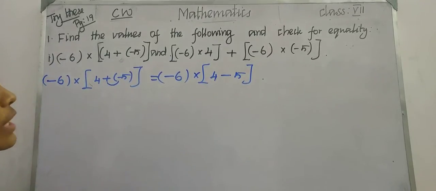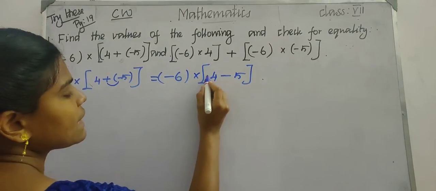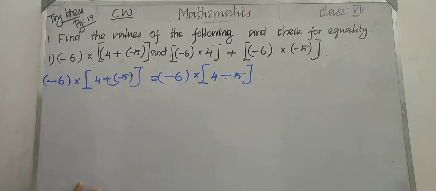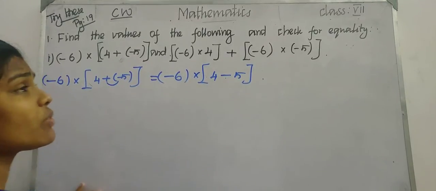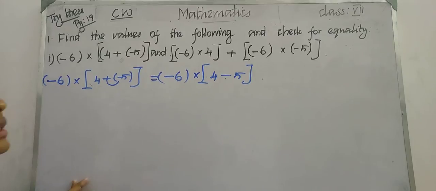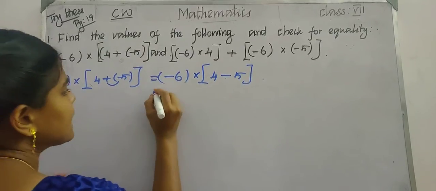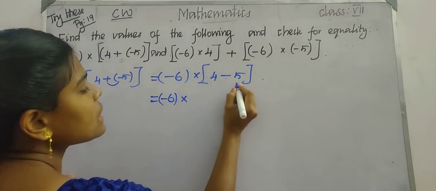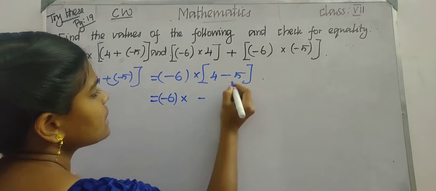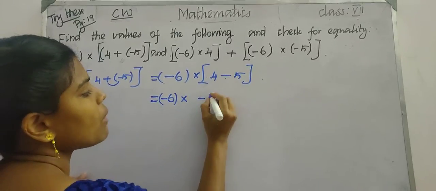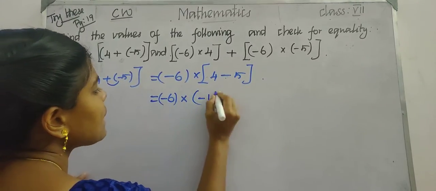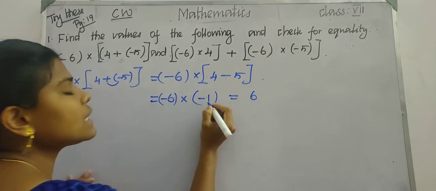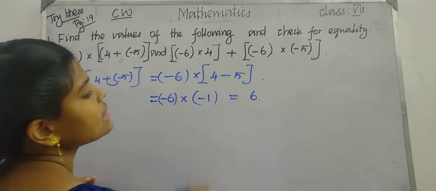In 4 minus 5, we are having different signs, right? Here we are having plus and here we are having minus. So what we need to do? We need to subtract and put the greater number sign. Okay, children. So let us subtract and put the greater number sign. 4 minus 5 is minus 1, right? Greater number sign is minus, so minus 1. So now multiply 6 into 1, 6 ones are 6. Minus into minus is plus. So the answer is 6.